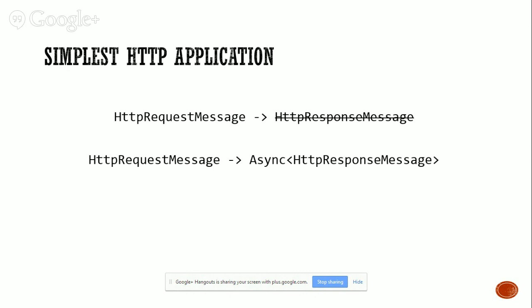And the simplest HTTP application in Frank is taking into account the fact that you're actually going over I/O, and in particular, since we're using system.net.http, which is task-based, the simplest thing is an HTTP request message that returns an HTTP response message asynchronously. So basically the same thing, but with the acknowledgement that there is, in fact, some async work going on.